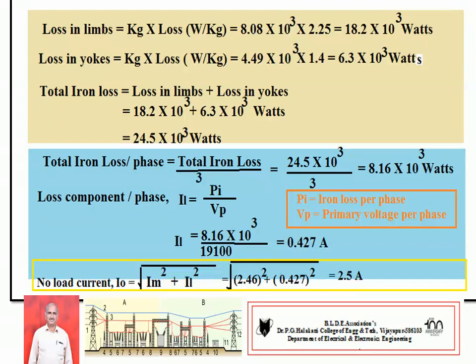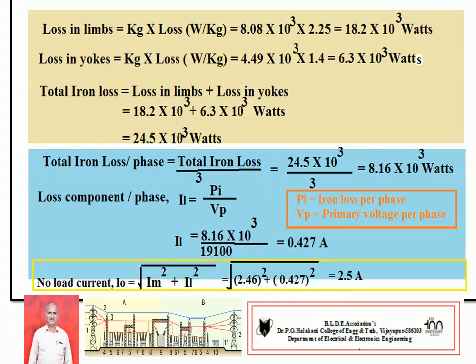Again we are doing the calculation of three phase core type. Hence iron loss per phase is total iron loss divided by 3. So we are going to get 8.16 into 10 to the power of 3 watts. Once you know the iron loss per phase, then you go for the loss component of no load current per phase. IL equals Pi by Vp, where Pi is iron loss per phase. So 8.16 into 10 to the power of 3 divided by primary voltage per phase 19,100. So we are going to get 0.4 ampere.